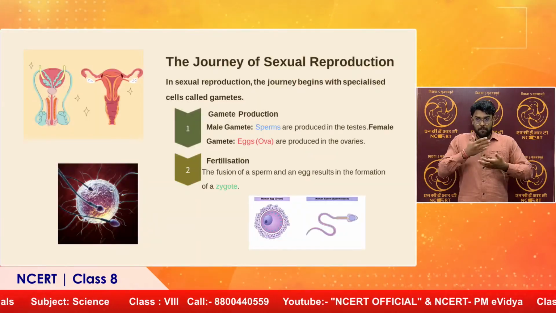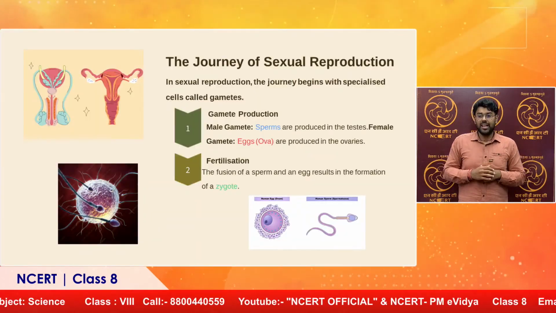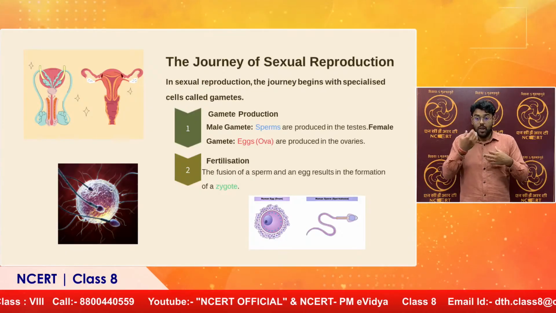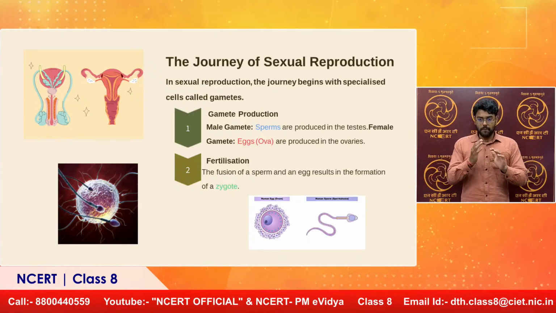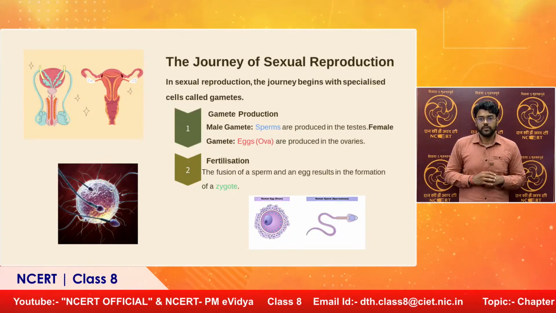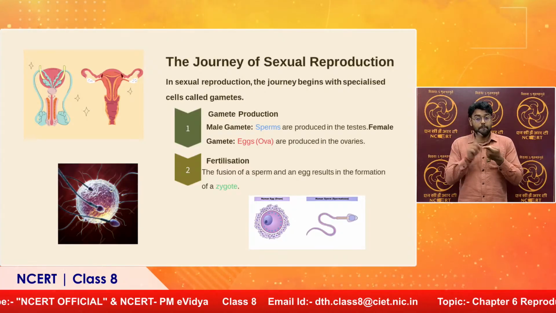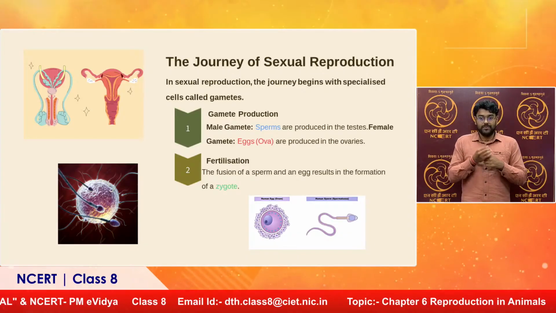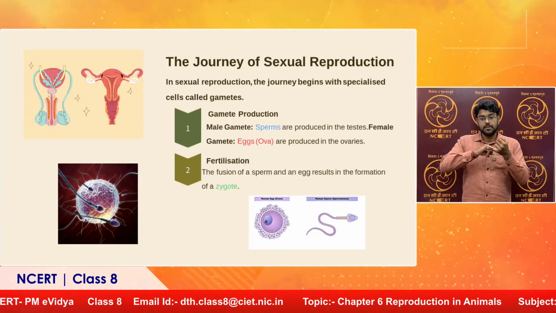So the very first step that happens is the gamete production. When the body is able to produce gametes, there is a certain age to it, right? There is a certain age wherein a body becomes capable of reproducing, for males and for females also. So the very first thing that is happening is production of gametes. Now the male gamete is sperm. It is produced in the testis.